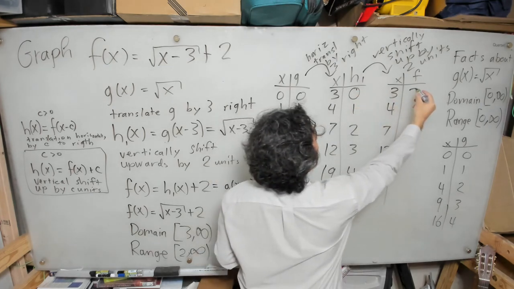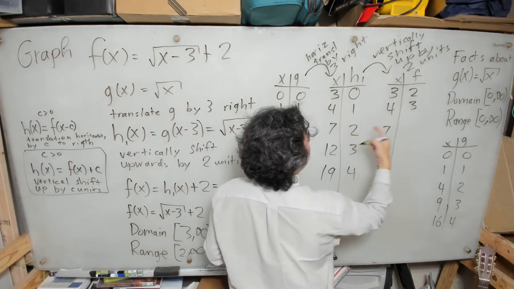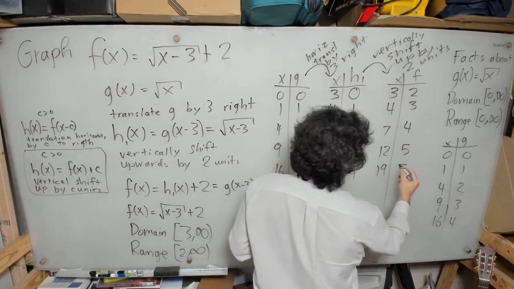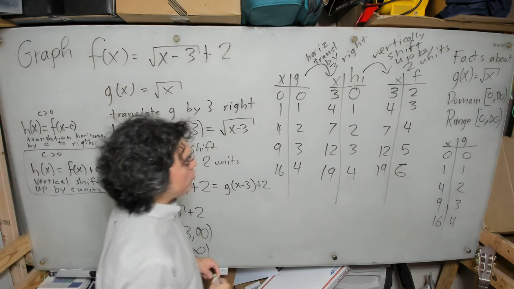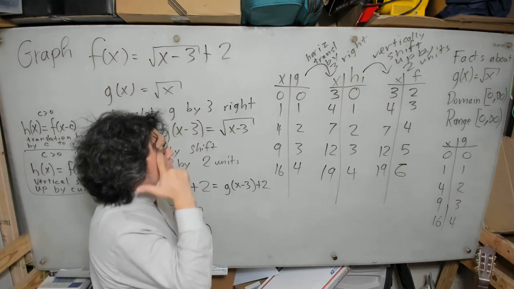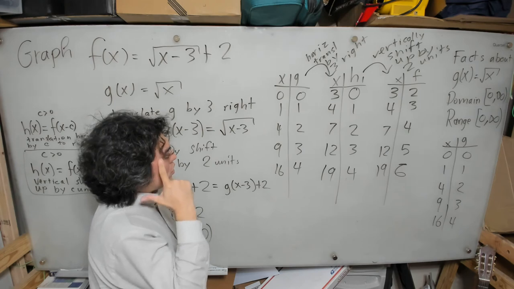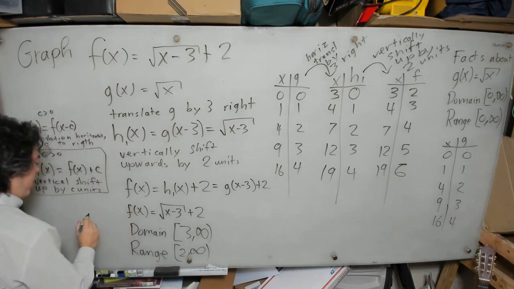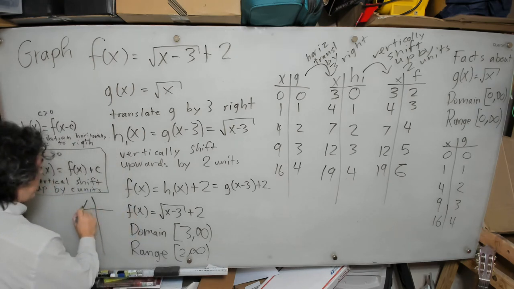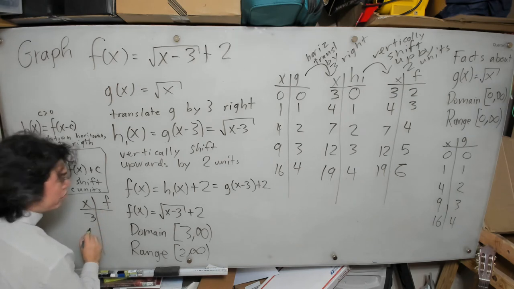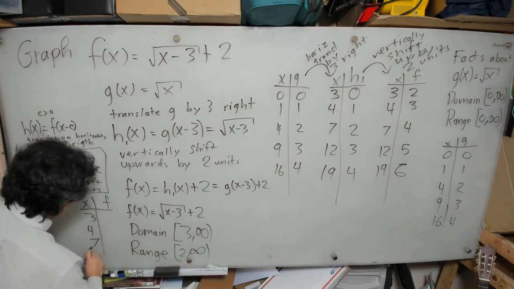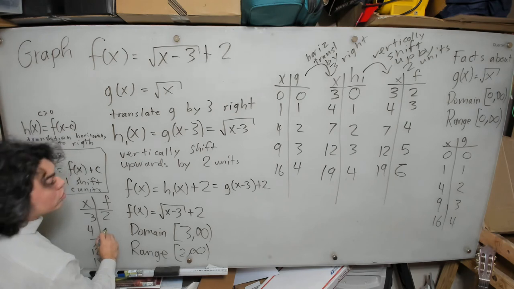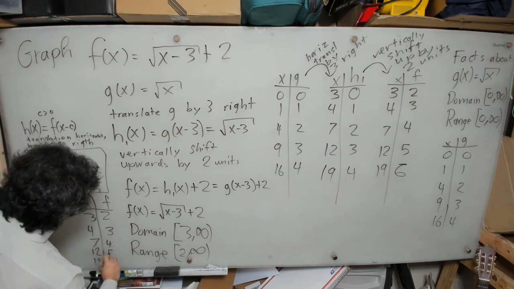What's 0 plus 2? 2. 1 plus 2? 3. 2 plus 2? 4. 3 plus 2? 5. 4 plus 2? 6. Yes, 4 plus 2 is 6. And so now I'm going to summarize that table over here because we're going to use it to graph it, and because we don't want to have that in the way of the graph, right? 3, 4, 7, 12, 19, and then 2, 3, 4, 5, and 6.